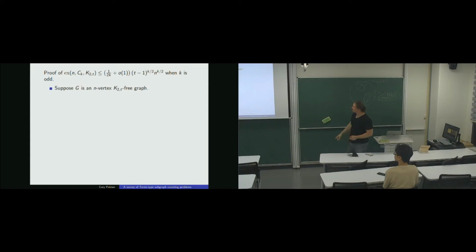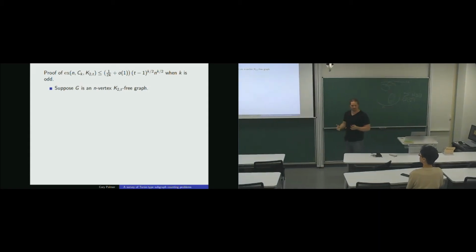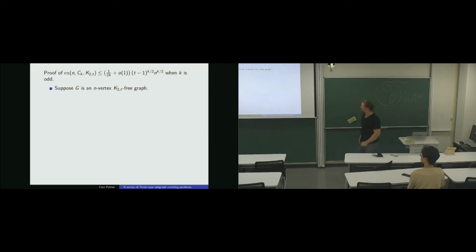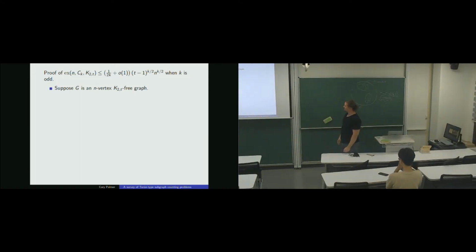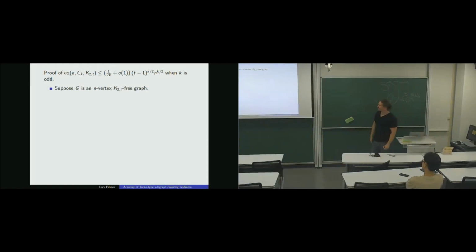Okay, so we'll prove it in the case where we're counting cycles, and let's say k is odd. The even case isn't too different, but the odd case is just easier to show here. So we start with G, an n-vertex graph with no K_{2,t}, and we want to count the number of C_k in it.